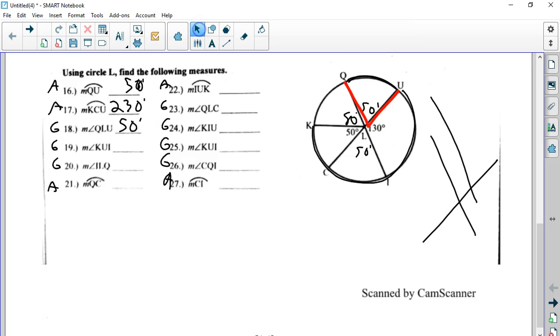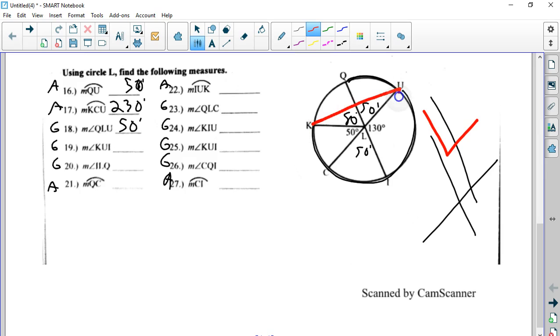KUI. So K to U to I. That's all about this right here. So we're at 150, and it's 100. And remember, we do 100 divided by 2, because it's an inscribed angle, to get 50 degrees.